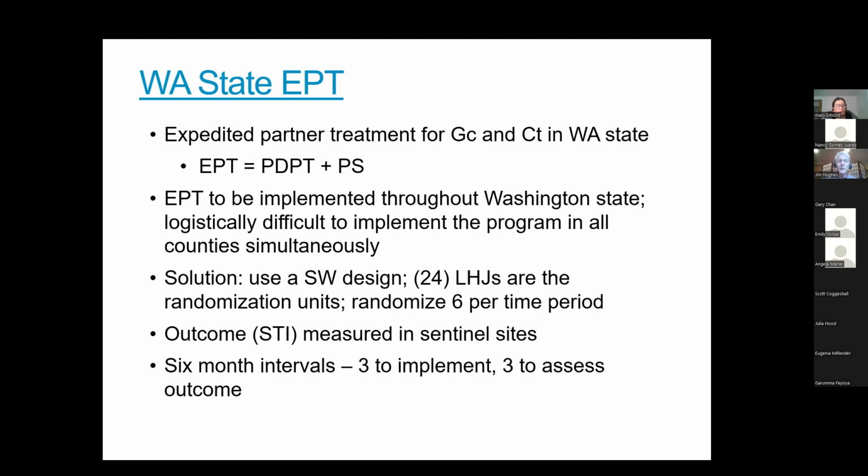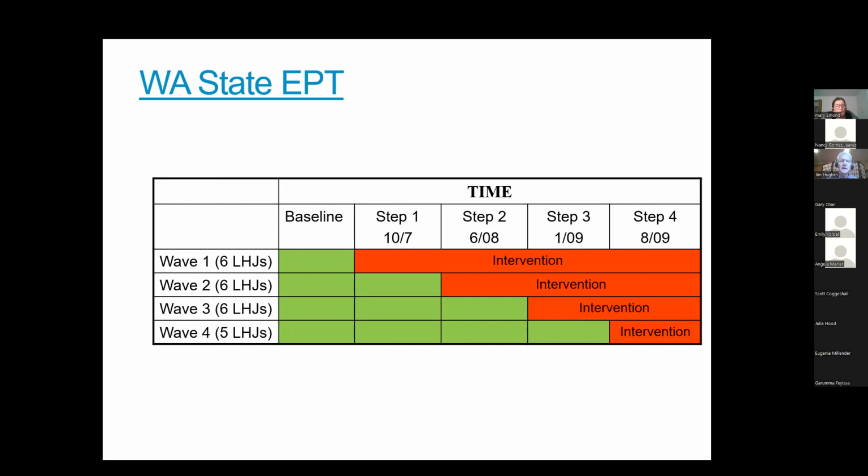And so what we settled upon was to use a stepped wedge design. Originally, we thought we would have 24 what we call local health jurisdictions, usually corresponding to one of the counties in Washington State. In some cases, it would be two or more counties together. And we were going to randomize 6 of these local health jurisdictions per time. This is sort of the picture. We called them wave 1, wave 2, wave 3, wave 4.